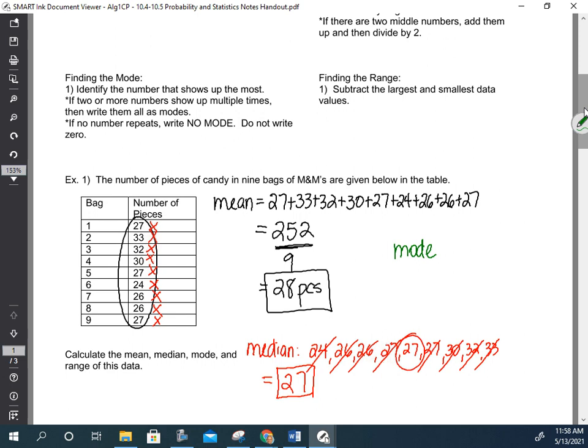So 24 you saw once, 26 twice, 27 3 times, 30 once, 32 once, 33 once. What number showed up the most? 27. It showed up 3 times. You don't have to tell me how many times it showed up. I put that because someone's going to ask, why is that the mode?